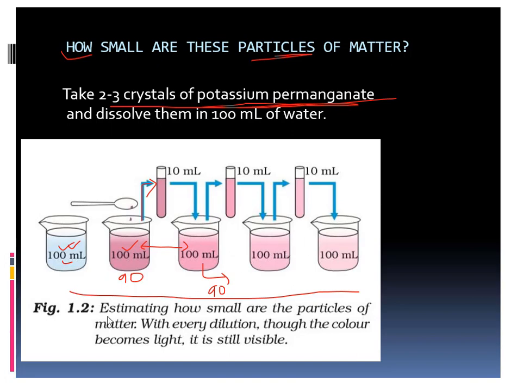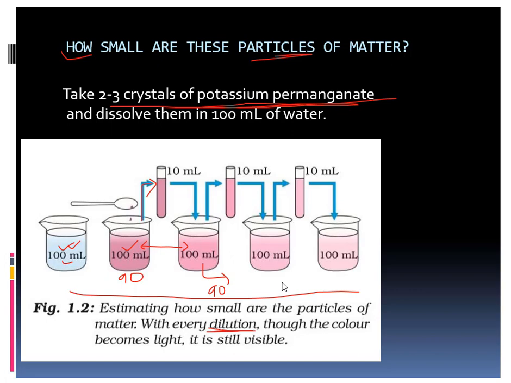Estimating how small the particles of matter are: with every dilution, though the color becomes lighter, it is still visible. As the liquid gets diluted, what is dilution? Dilution means addition of certain things into water. If you add some liquid into water, that is called dilution. For example, you take some droplets of Dettol and add them into water. So the Dettol or the water gets diluted.